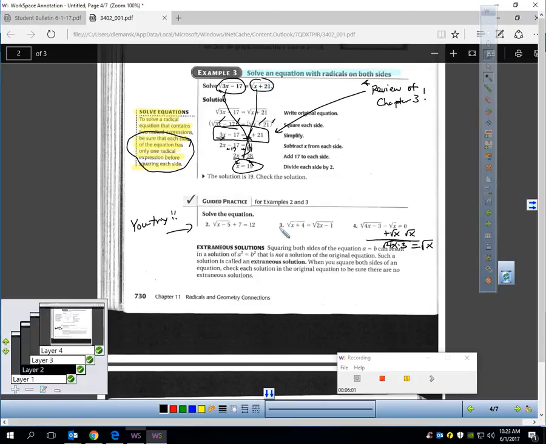Why don't you pause the video now and try these three based on what we just talked about here.